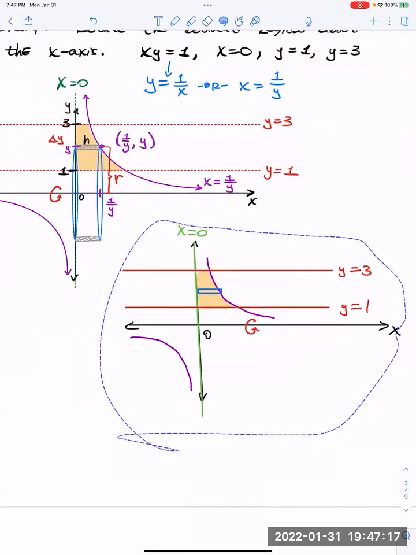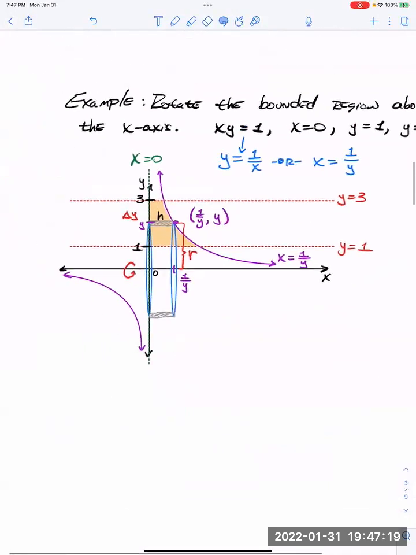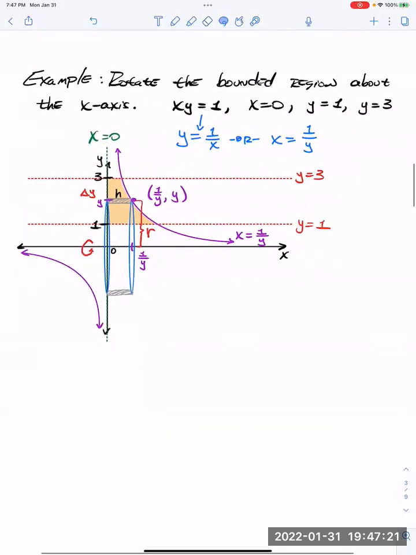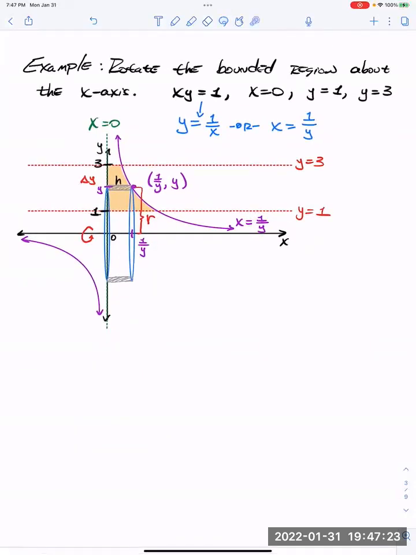Now, and then we're going to look at our other picture there. Okay, so now here's a cleaner representation of this picture I've drawn. So here's our bounded area. Remember, this is y equal 3, y equal 1, so this is 3 and this is 1. I'm rotating around this x-axis.